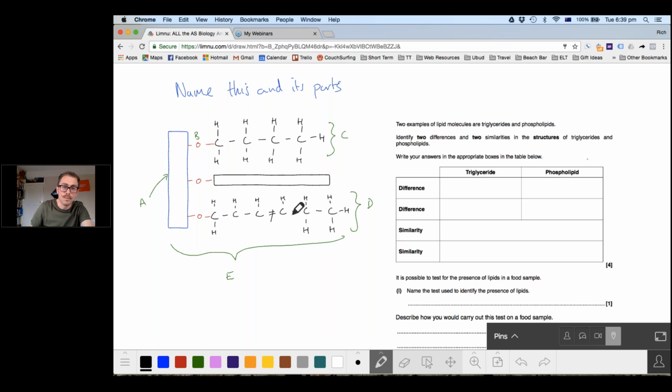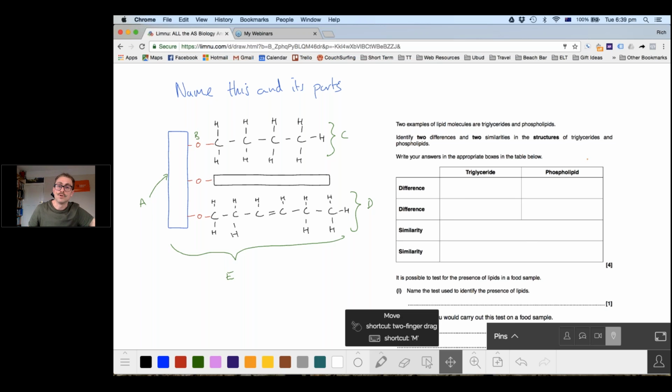But each one can make 4 bonds. So 1, 2, 3, 4. These carbons are currently occupied. If we were to break this bond, we could theoretically add more hydrogen. I've missed a hydrogen off there. Okay, so that's why we call it unsaturated. It's not totally full. I haven't drawn a phospholipid.